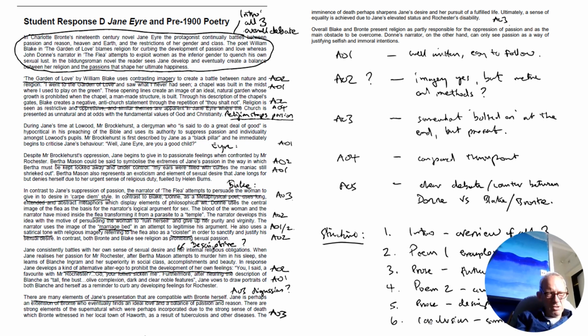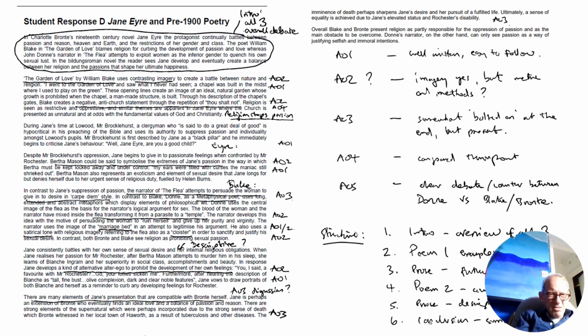Donne uses the central image of the flea as a basis for the narrator's logical argument for sex. Yeah, don't forget, it's the speaker, not Donne necessarily. And then it describes how this poem works. The blood, bodily fluids all mingled together. Give up her purity and virginity. The narrator, okay, good, uses the image of the marriage bed in an attempt to legitimize his argument. He also uses a satirical tone with the religious imagery.